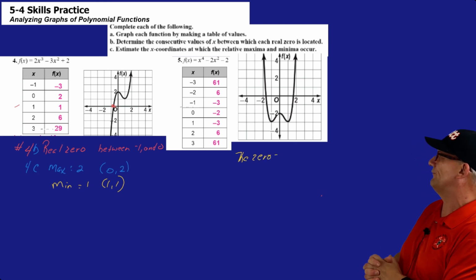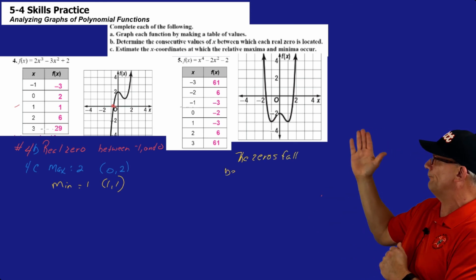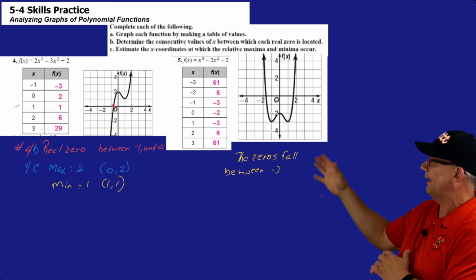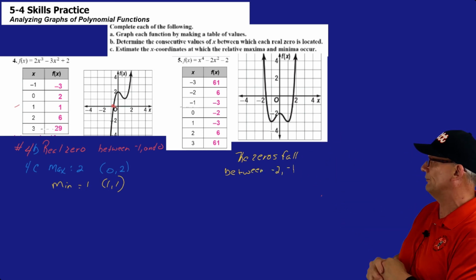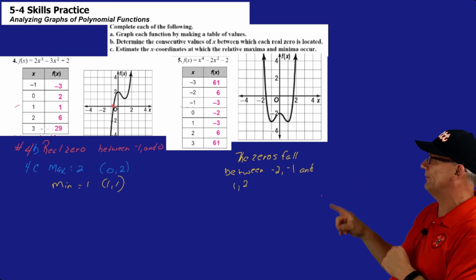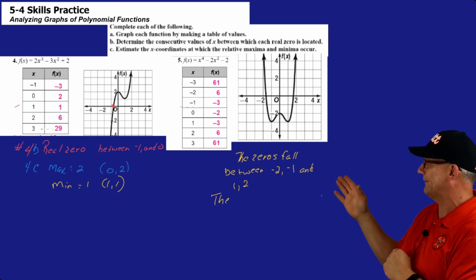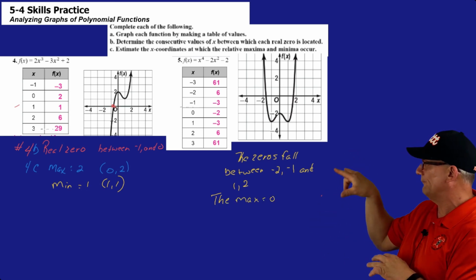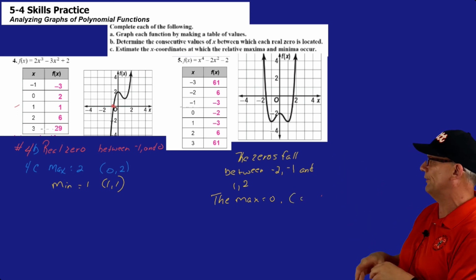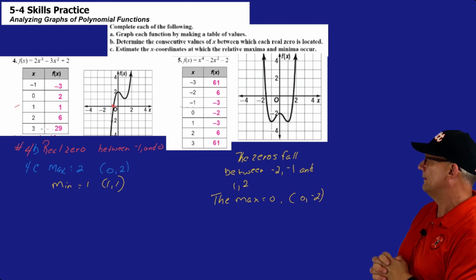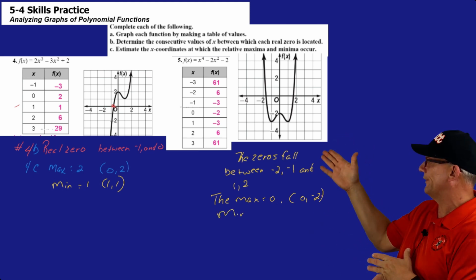All right, let's look at number 5. Okay, so the zeros land between -2 and -1 and +1 and +2. Now there is one maximum but two minimums. So the maximum for x is at 0. The minimums are at -1 and +1. There's two of them. So you have to identify both of them. Okay, so there you go.